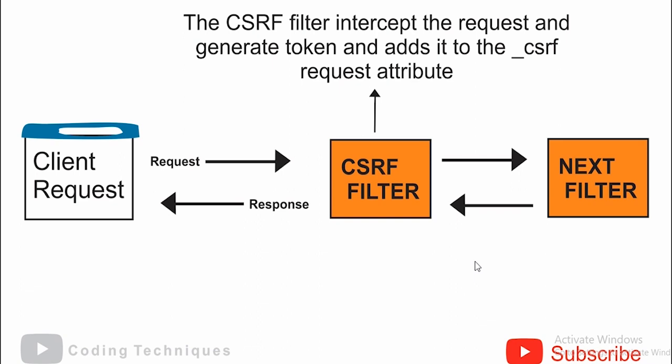This is a client request. The client request has to pass through this chain, which is the CSRF filter, and then on to the next filter. When passing through the CSRF filter, it generates some token and stores it in the session. The CSRF attribute we have is underscore csrf with a small letter. This is the CSRF attribute, and the value of the attribute is the token that is generated.